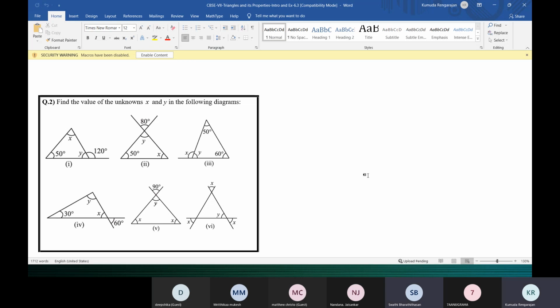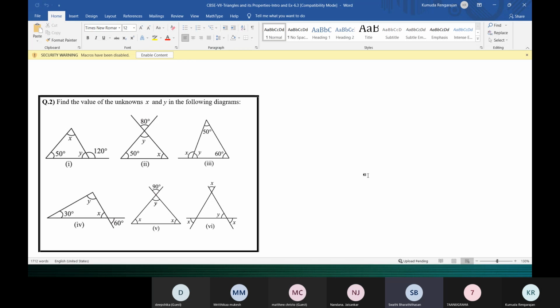Ma'am, we can find it by the linear pair method and another by the angle sum property. By angle sum property, we already found the two angles are 70 plus 50. We add that, we get 120, and then subtract it from 180, as the sum of angles in a triangle is 180 degrees. So 180 minus 120, we get 60 degrees.